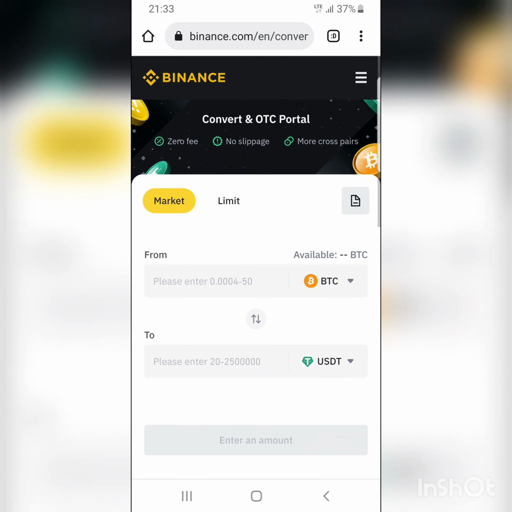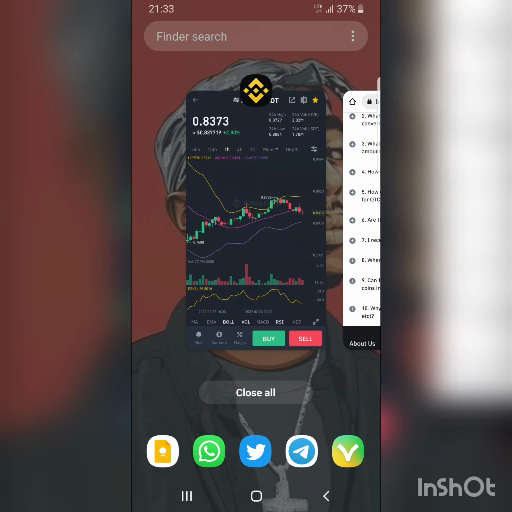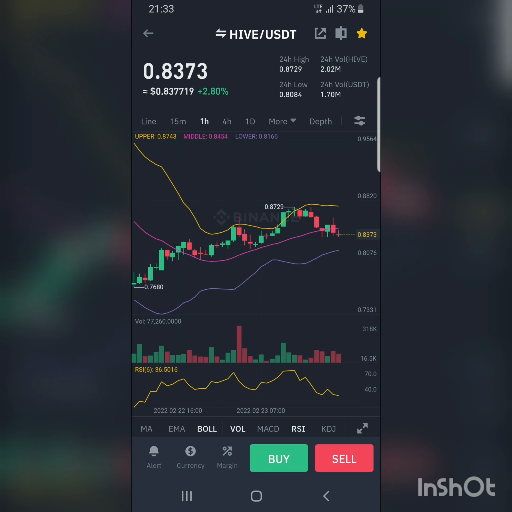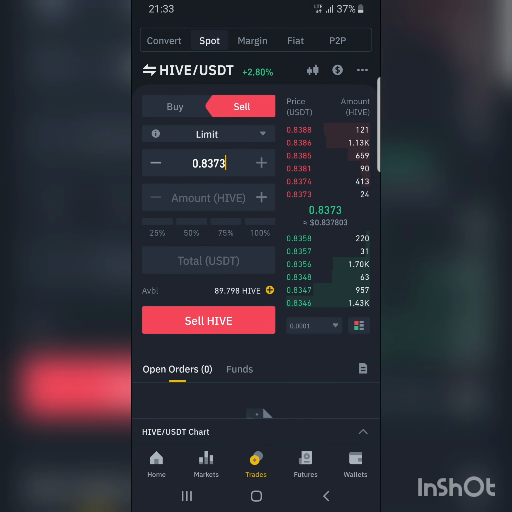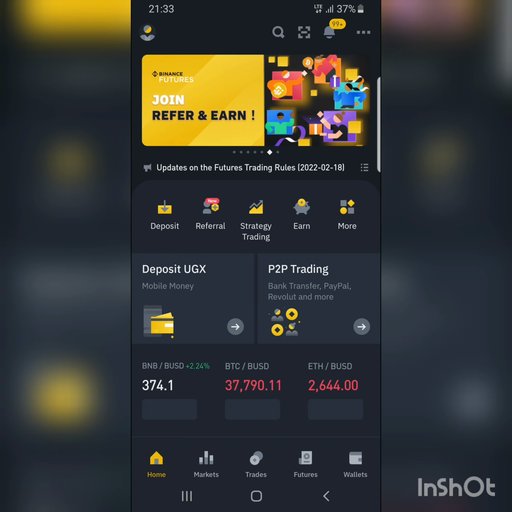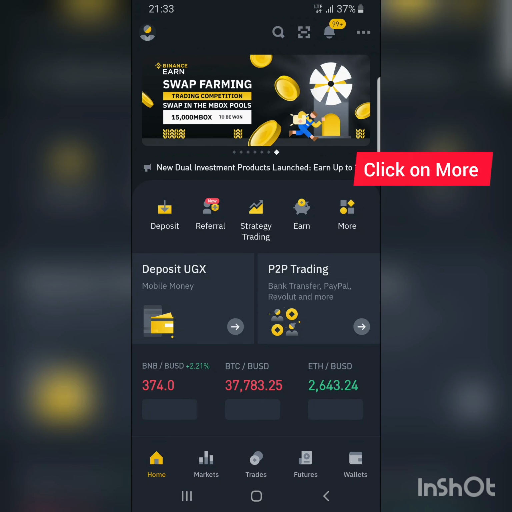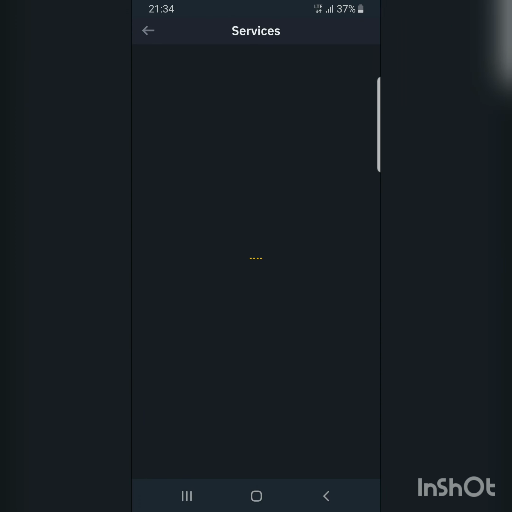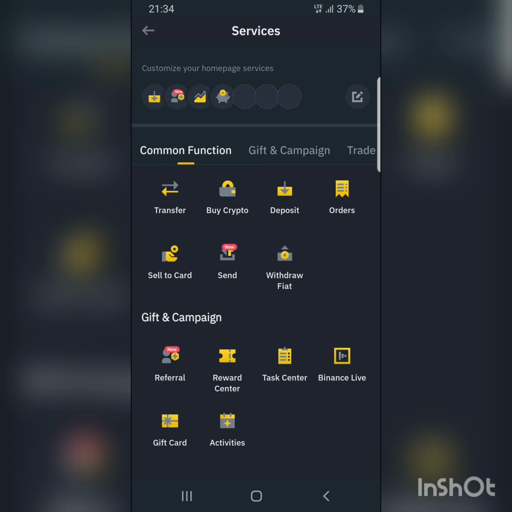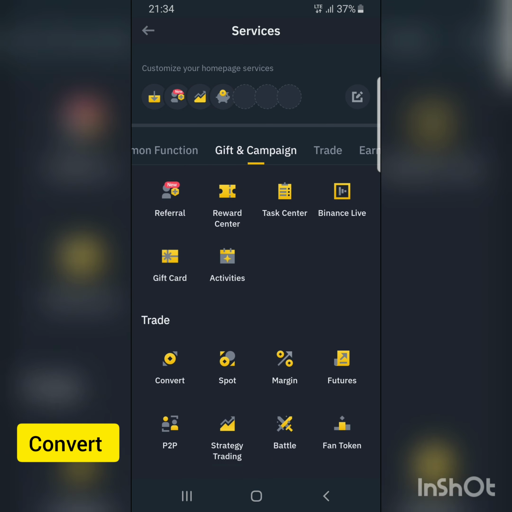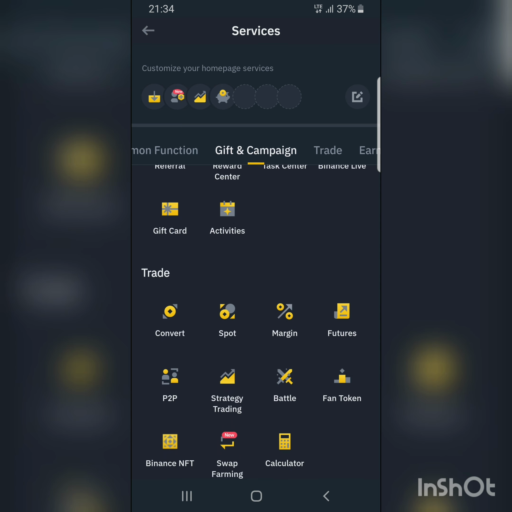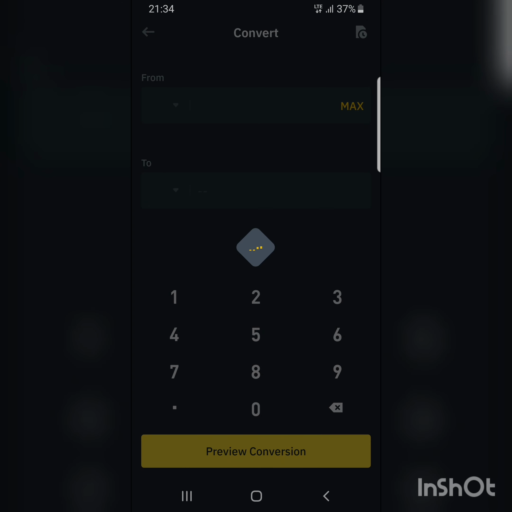Okay, as I've described, let's go now to Binance itself. You go back to Binance. We already saw this. Let's go to home. This is the market. As you can see, the markets are really down. Go to wallets, not really. So you click on more. You can see here deposit, referral, strategy, and then more. You click on more. We now want to access the Convert portal. These are the common functions. As you can see, there is transfer, buy crypto. There's really a lot. You scroll down to trade, and you can see this. It's called Convert. So you click on Convert.